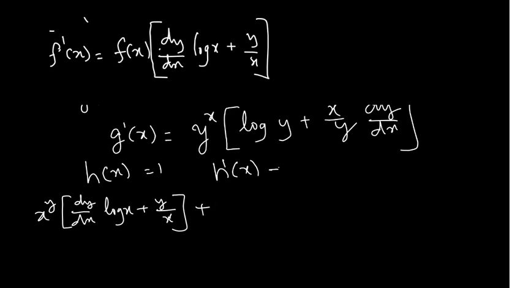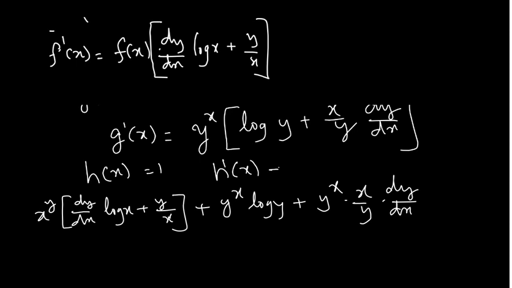g dash x is y to the power of x log y plus y to the power of x into x by y into dy by dx. This is g dash x. This entire thing equal to h dash x equal to 0. Therefore, this is 0. Clear? So now we go back and then erase this entire part.